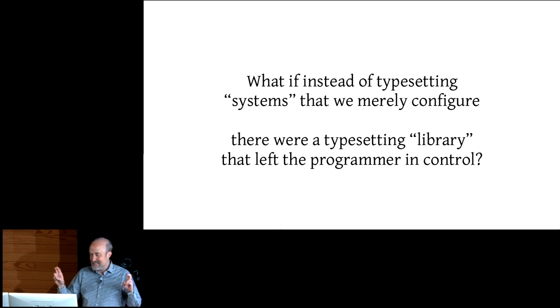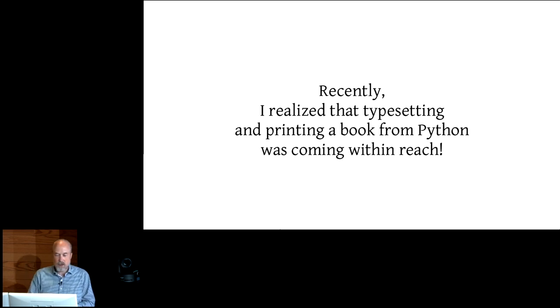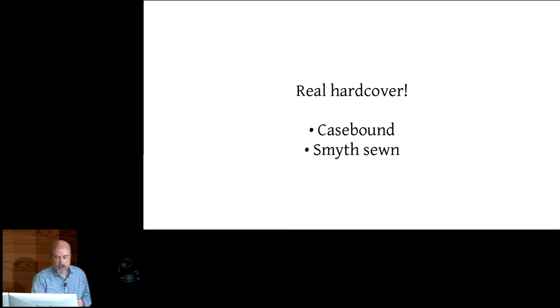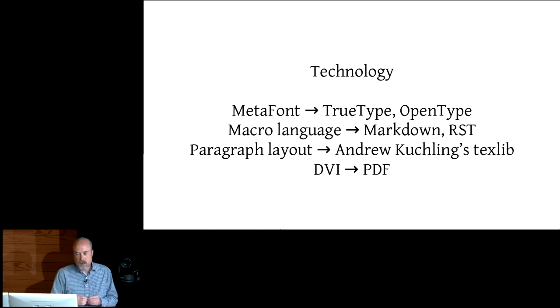What if instead of typesetting systems that we merely configure and then run off and do their thing, there were a typesetting library that left the programmer in control for difficult situations that you might want to customize? Recently, I realized that typesetting and printing a book from Python was coming within technical reach. There's now an industry called print on demand. All you need to give them is a PDF, and they can send you back a custom hardcover book that is all yours. A real hardcover, case bound, and Smyth sewn, not something just put together with glue.